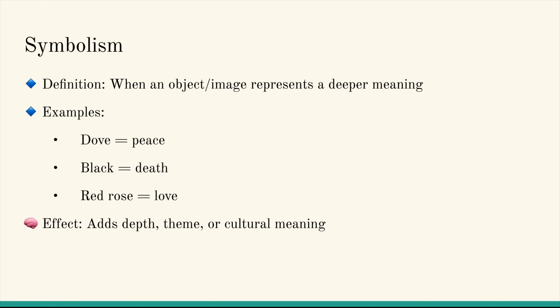Okay, next we have symbolism. So symbolism is when a word or image represents something bigger. So we have some examples. Dove equals peace, black equals death, red rose equals love. So symbols will often deepen the meaning of a poem and connect it to bigger themes or ideas. Do note that these can vary depending on the culture.